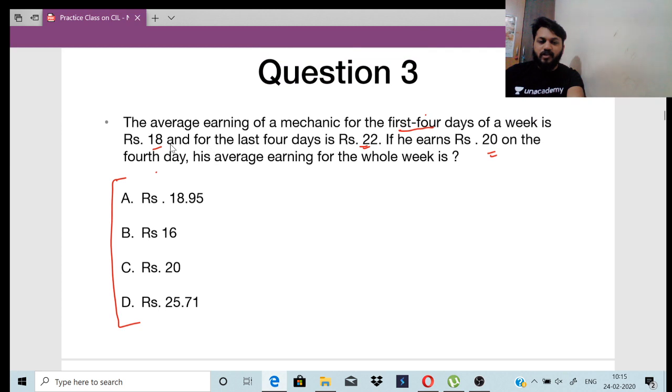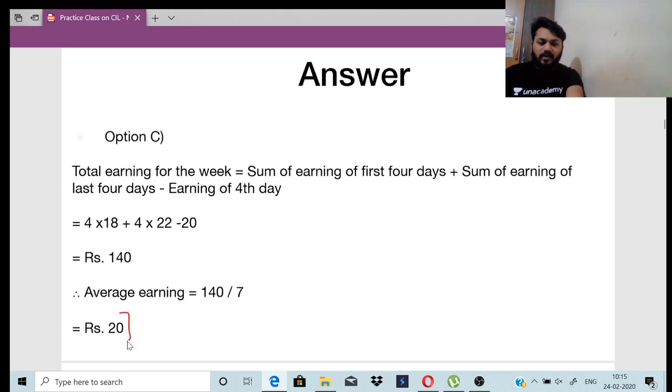So the sum of earning of the first 4 days is 18, and the last 4 days 22, and 20, right? So it is 4 into 18 plus 4 into 22 minus 20. So how much is it? It is 140. 20 is the average, which is option C. Clear everyone? It is a single line answer.